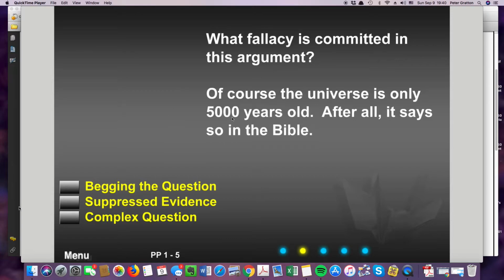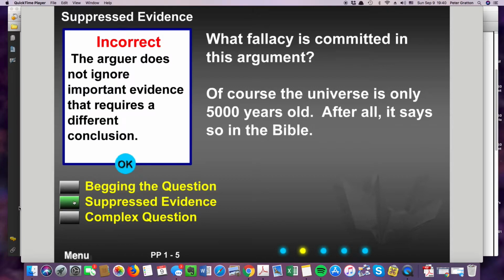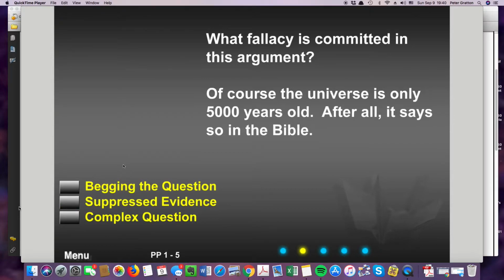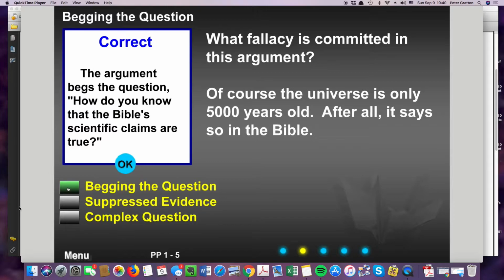Of course, the universe is only 5,000 years old. After all, it says so in the Bible. Okay? So, there's no question mark, so it's not that. Is it suppressed evidence? Let's click on that and see. No, the arguer does not ignore important evidence that requires a different conclusion. No, it's begging the question. Why? It's in the Bible where we're told that the universe is 5,000 years old. In other words, we're essentially circling around and begging the question. The arguer begs the question, how do you know that the Bible's scientific claims are true?